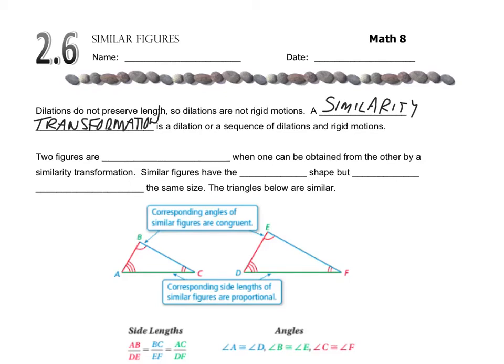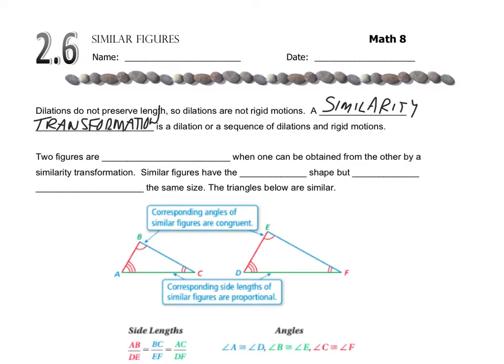Today we're talking about similar figures. Dilations do not preserve length, because remember, they get larger or smaller, meaning the side measurements change. If it gets bigger, the side lengths get bigger. If it gets smaller or reduced, then the side lengths get smaller. So dilations are not considered rigid motions, where the translations, reflections, and rotations are.